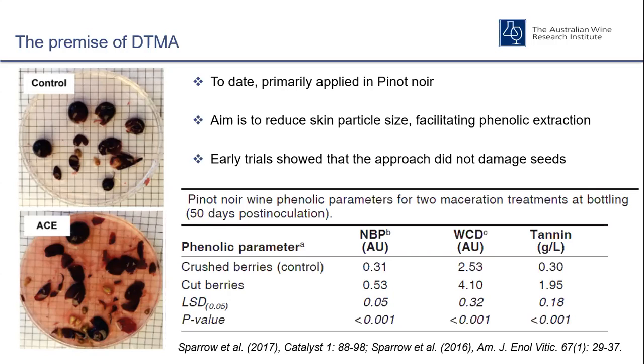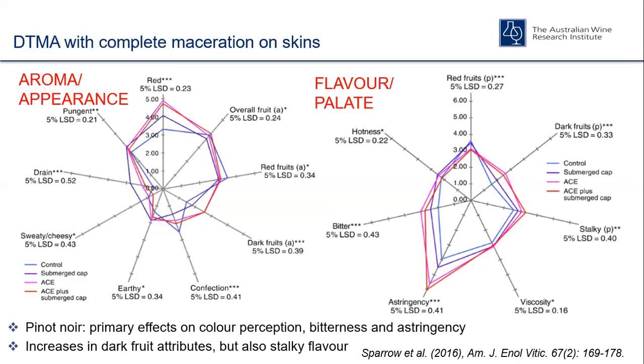Here you could see that just looking at cut berries versus control in the wines, there was significant increases in non-bleachable pigments, colour density and tannin, where we could see perhaps it's quite a high tannin for a Pinot Noir, but we'll go on from this to discuss how this technique can be used.